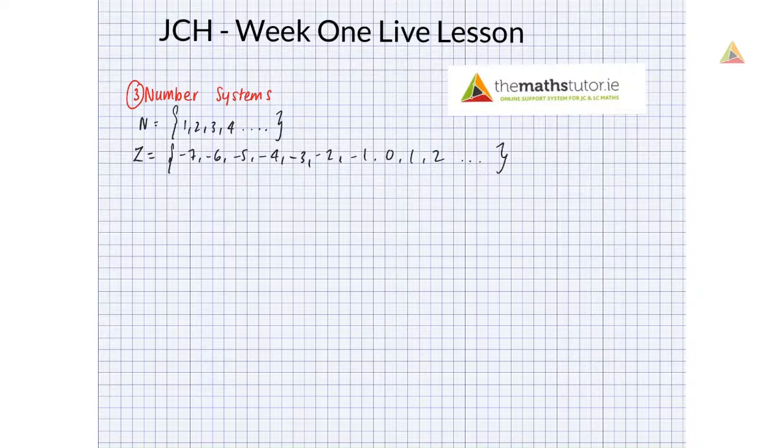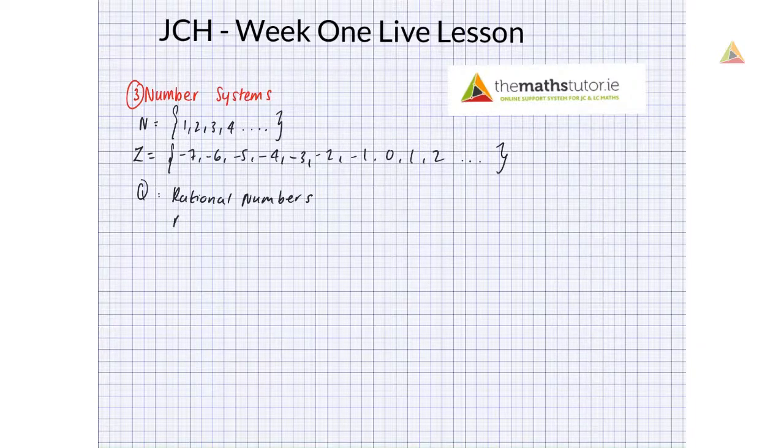Now, the other one that I hadn't mentioned yet was rational numbers. Rational numbers are denoted by the letter Q. So Q are rational numbers, and a rational number is any number in the form A over B.